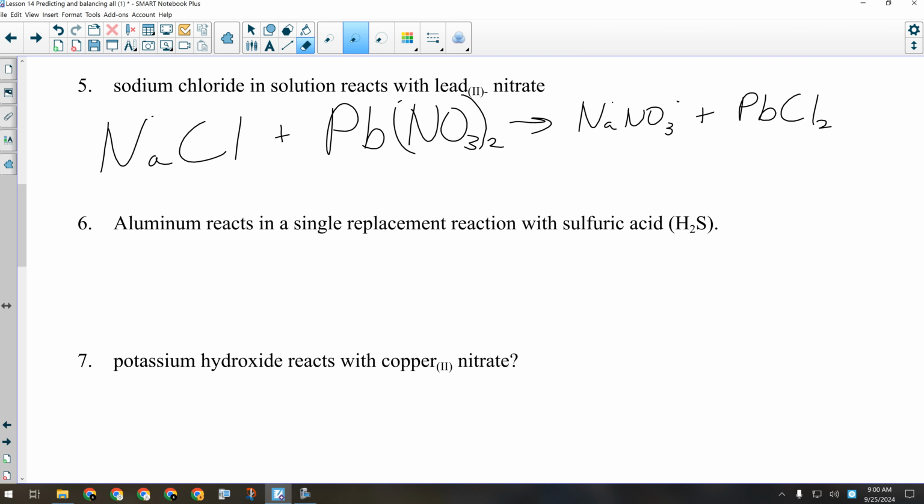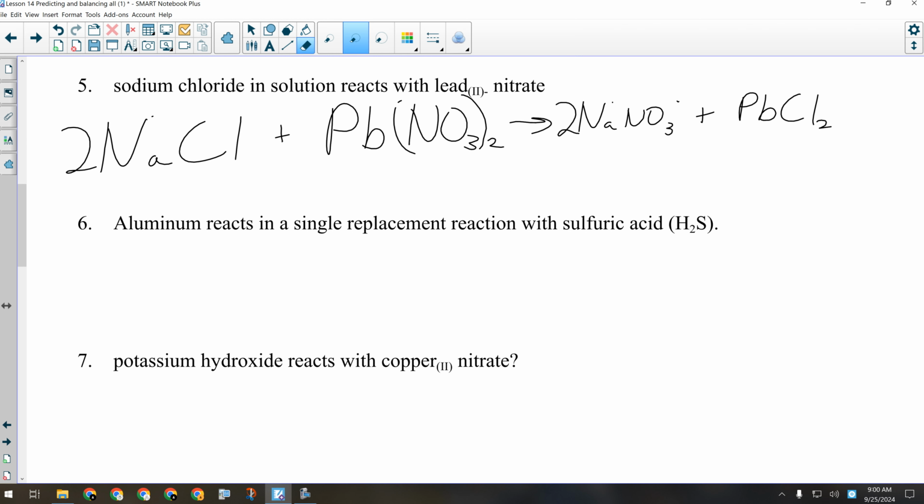Got to balance. What should I balance first? Nitrate. Yeah, nitrate or chlorine, it really doesn't make any difference which one, they're both 2s. Okay, so we can do nitrate first. I'll need a 2 there, which will give me 2 sodiums, and then I think we're good after that.